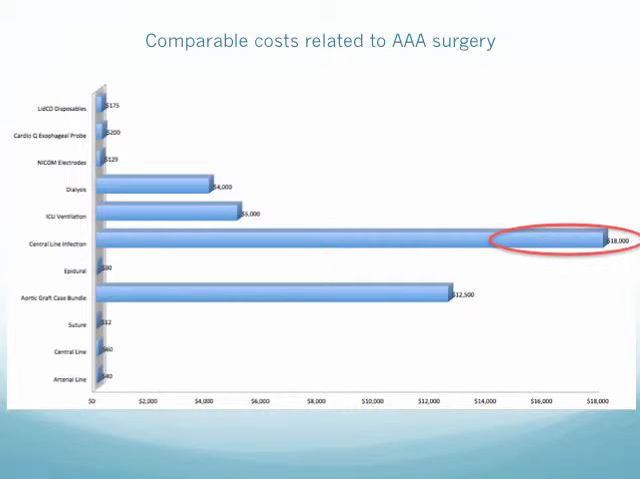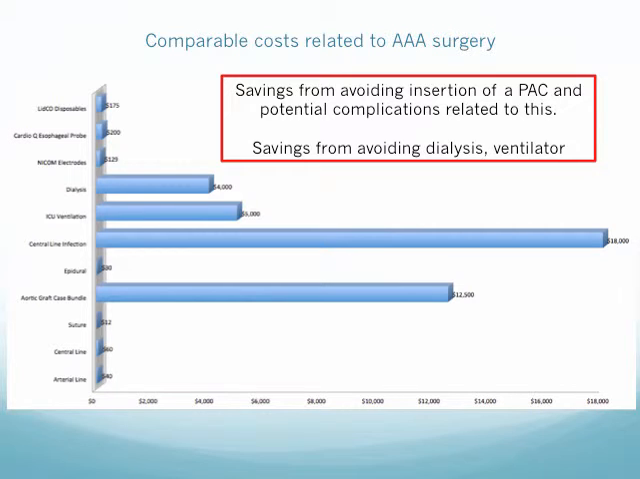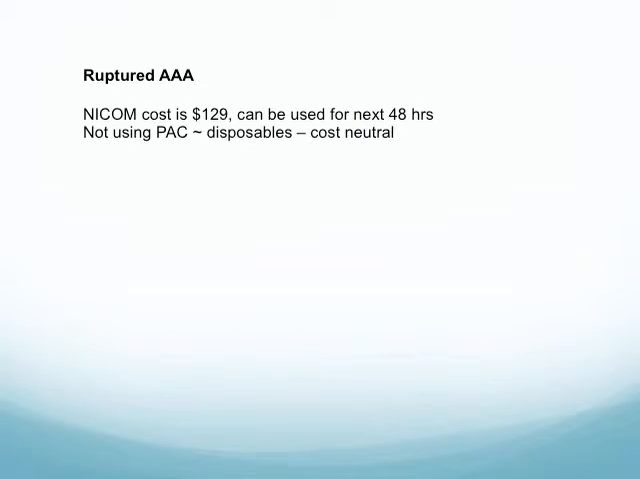The estimated Canadian cost of treating a central line infection ranges from $9,000 to $29,000, with $18,000 being the average cost incurred. The cost of having to dialyze or ventilate a patient in the ICU is about $4,000 to $5,000 a day, and the cost of the surgical aortic graft bundle is just over $12,000. So for this patient, we achieved direct savings by not inserting a pulmonary artery catheter and theoretical savings by avoiding dialysis and prolonged ventilation. The NICOM sensors can be used postoperatively for up to 48 hours. So from a cost perspective, we are essentially cost neutral as a result of the savings from not inserting a pulmonary artery catheter and using a NICOM.